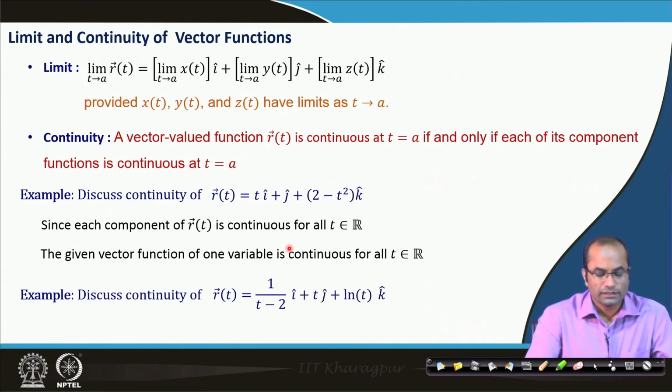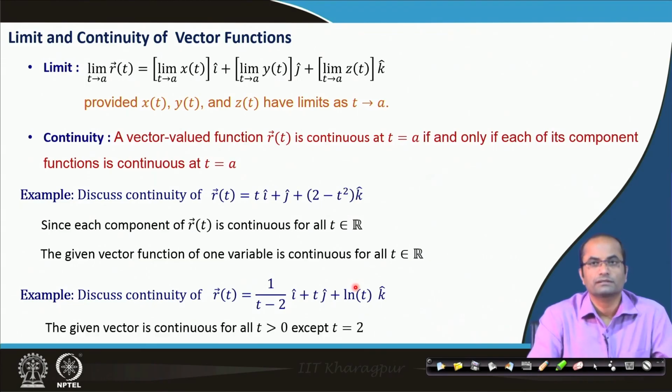If you want to discuss the continuity of this function, whose first component is 1 over t minus 2, the second component is t, and the third component is log t, we have a slightly different situation, because the logarithmic function is defined only for positive values of t, and there is another problem in the first component, which is not defined at t equal to 2. So we cannot discuss continuity at t equal to 2 and also for negative values of t. Hence, this function is continuous for all positive t except t equal to 2.